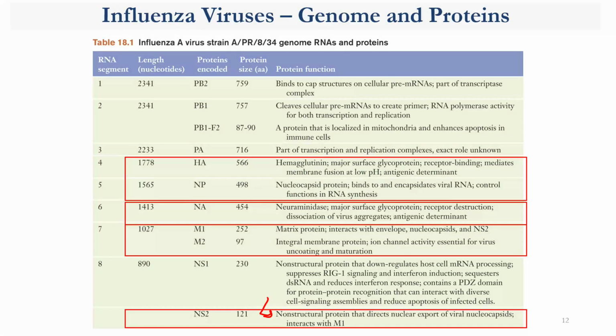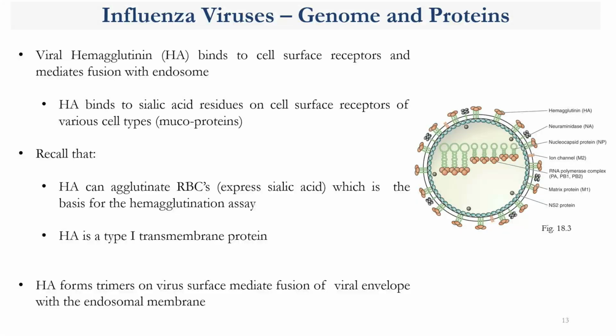So what we'll see is that material moves in and out of the nucleus to actually replicate this virus, okay? And this also interacts with the matrix protein. Your viral HA binds to the cell surface receptors and mediates the fusion with the endosome, for example. And remember, HA binds to sialic acid residues, okay? And those sialic acid residues are present on the cell surface receptors of various types of cells. So a lot of these are mucoproteins that this HA will bind to.